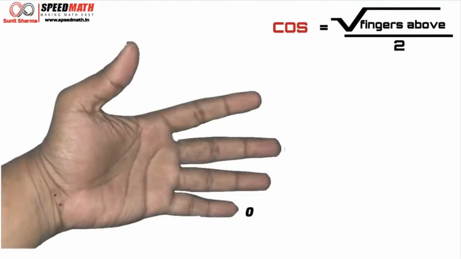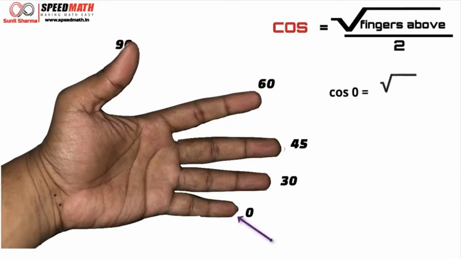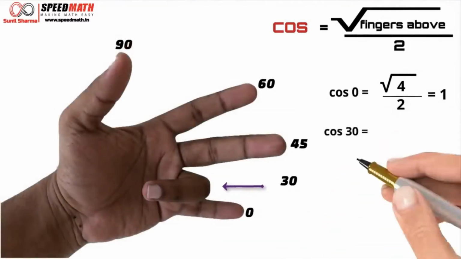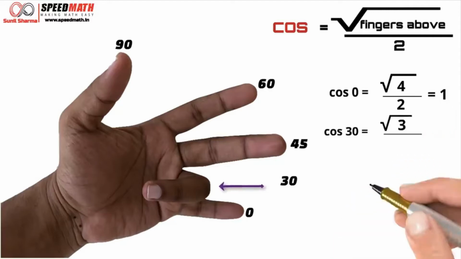Likewise for cos, the only difference is we are going to count the number of fingers above instead of counting it below. So let's say if you want to find cos of 0, then what we do is we count the number of fingers above the little finger. So square root of 4 upon 2 will give you 2 upon 2, which is 1. So cos 0 is 1. Now let's find cos of 30. Now you can see that above ring finger there are 3 fingers. So according to our formula, cos 30 will be root of 3 upon 2.